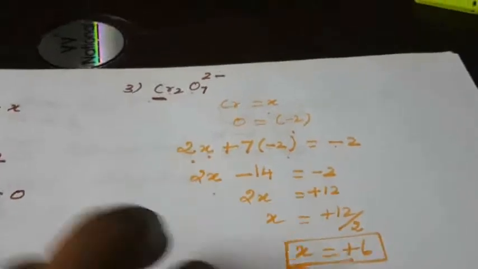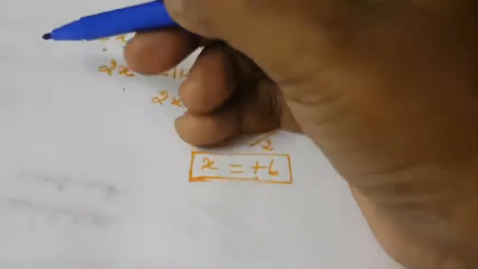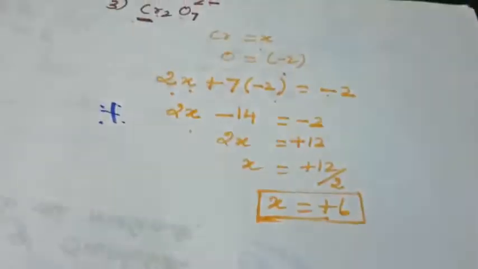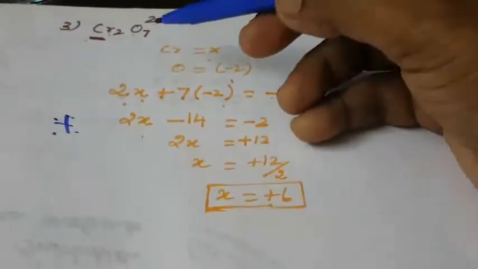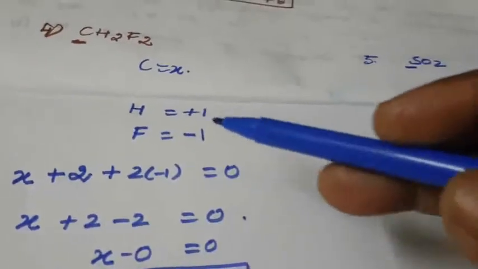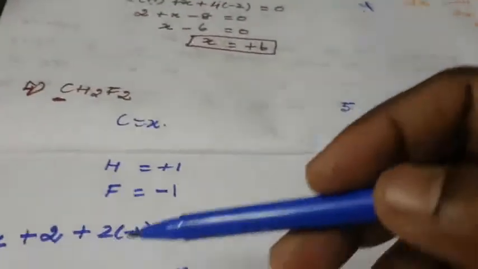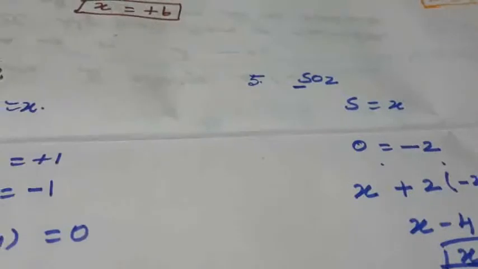That is +6. This is the important question, repeatedly asking the oxidation number calculation. The charge will be given. So here no charge is there, which means it is equal to 0. This is another one. So here that is 0. Oxidation number is 0.